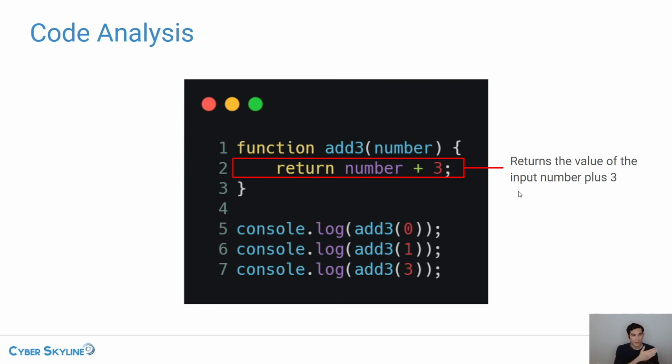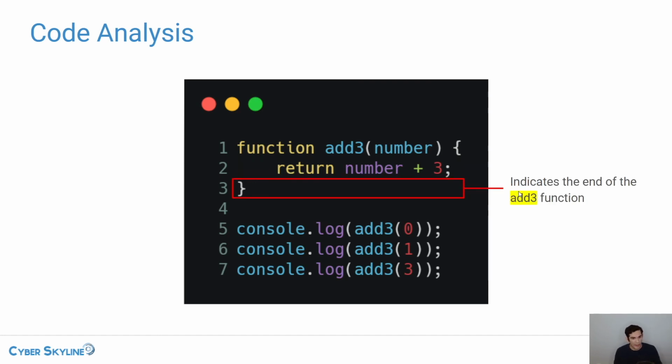Just know that every time you use a curly brace, you should indent the subsequent lines by 1 tab typically. And then every time you see a close brace, you start unindenting by 1 tab. That's a stylistic thing. It's not required for JavaScript to run, but people code that way just to make the code easier to read. Okay, so now we have our line 3, which indicates the end of the add3 function.